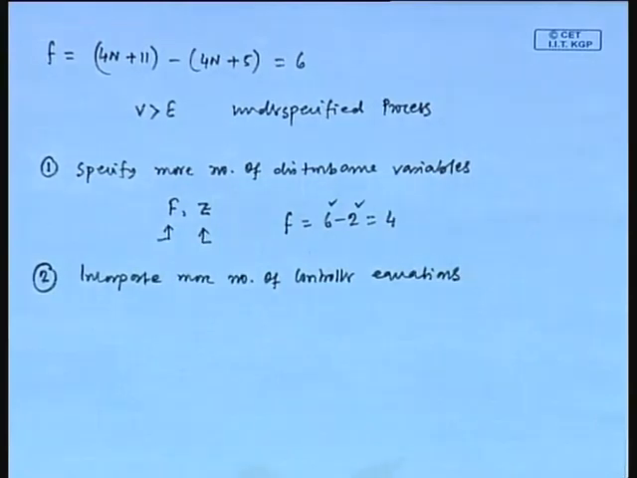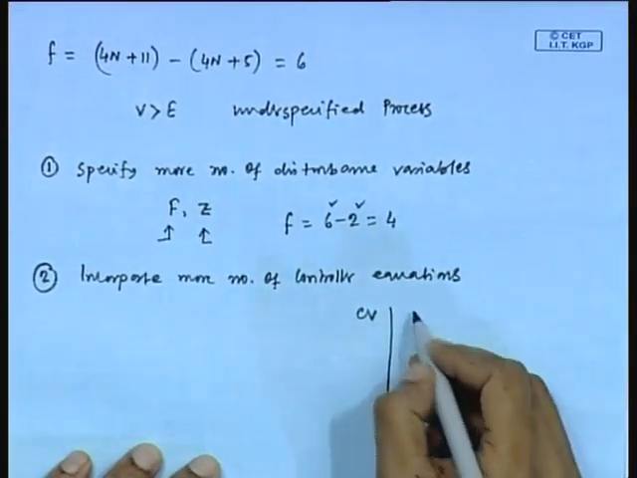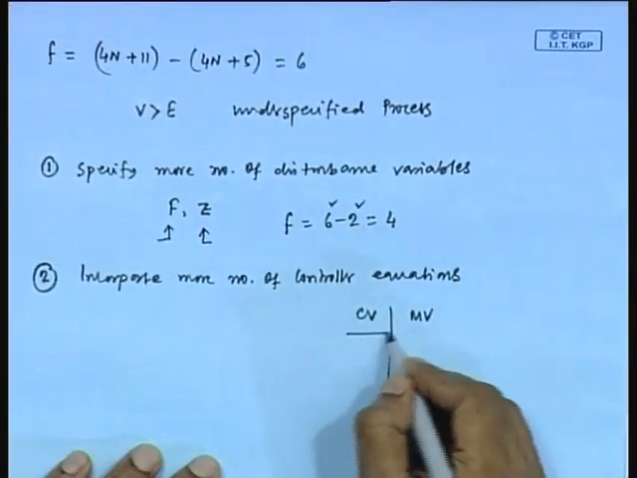So, before writing the controller equations, we need to couple controlled variable manipulated variable pairs. What are the controlled variable and manipulated variable pairs to be considered for the example column? That we need to decide.